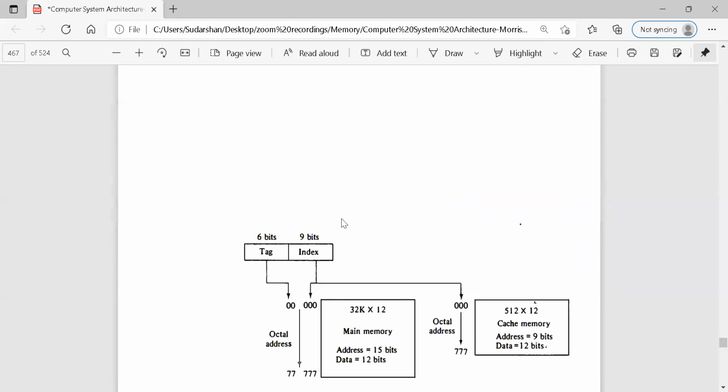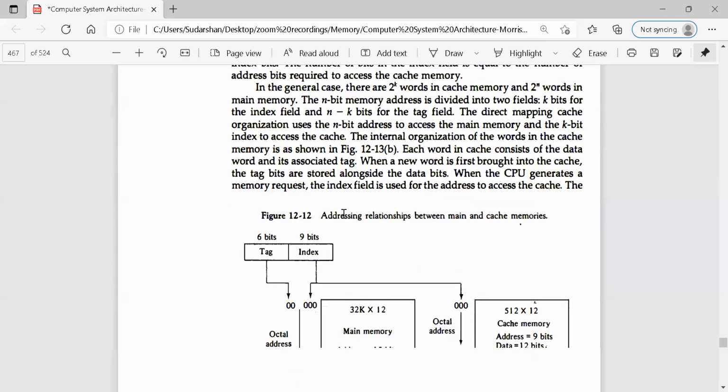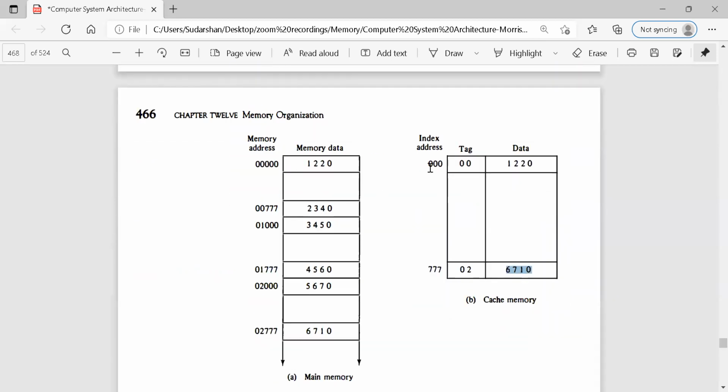Whenever you give the memory address as 00000, it is stored in your argument register. Then it goes to the cache address 000. It looks for the tag 00 here, and correspondingly you get the data value 1220. This reduces the cost factor. That is the advantage of the direct mapping technique over your associative mapping technique. It reduces the cost factor, it reduces complexity, and there is no match logic required. So that is the advantage of direct mapping over the other techniques.